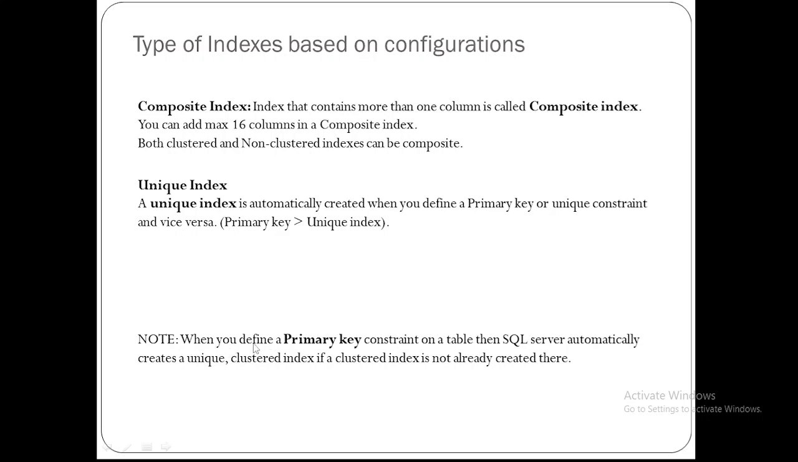When you define a primary key constraint on a table, SQL Server automatically creates a unique clustered index if a clustered index is not already there. If we already have a clustered index, then the data is stored in sorted order already. But if we do not have a clustered index, then the data is not sorted on the disk. But we can create a clustered index or a primary key, and then the data will be stored in sorted order. So these are the categories and types of indexes.